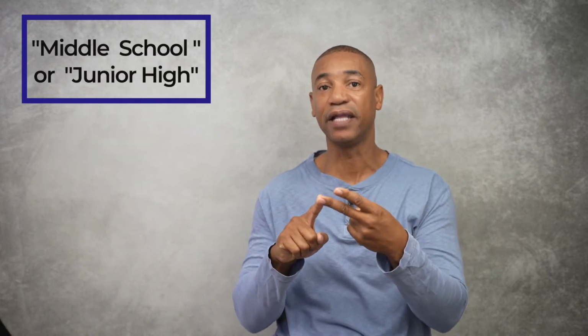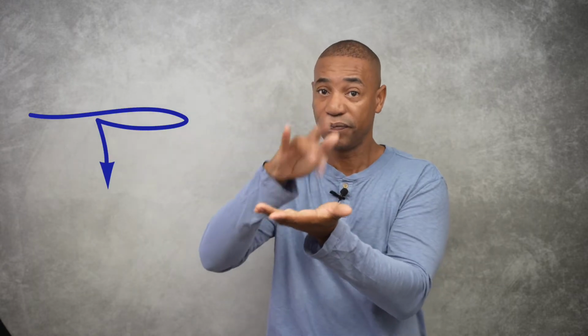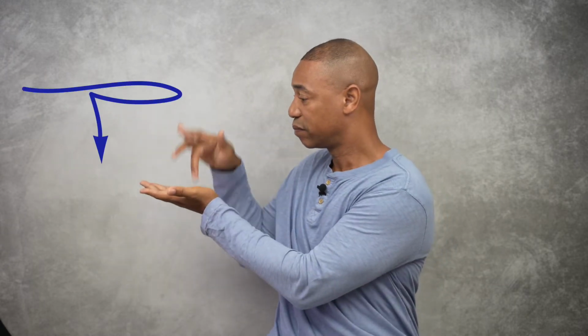For middle school or junior high, there's actually two ways of signing that. The first, let me show you, which would be middle school. Now what I did for that sign is I took my non-dominant hand, placed out in front of the body with the palm facing upward. With my dominant hand, I bent my middle finger, and then I did a circular motion right above the palm of the non-dominant hand, and then I actually touched. And then I did the sign for school. So let me show you that in real time. From the side. That's how you sign middle school.